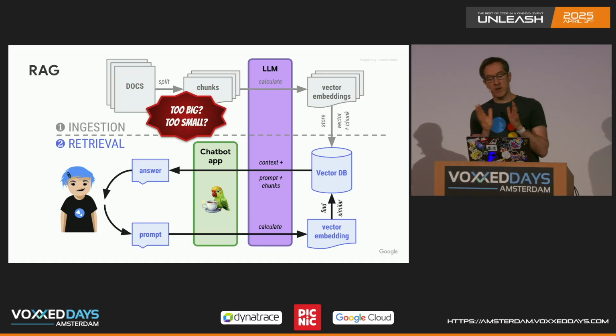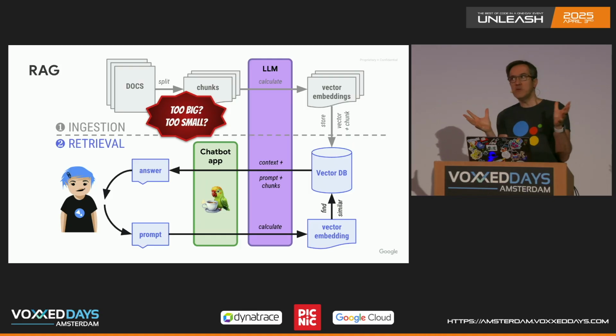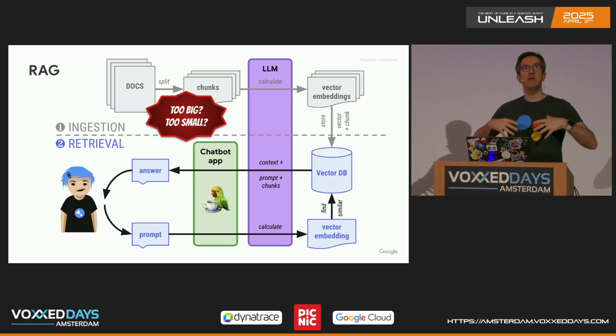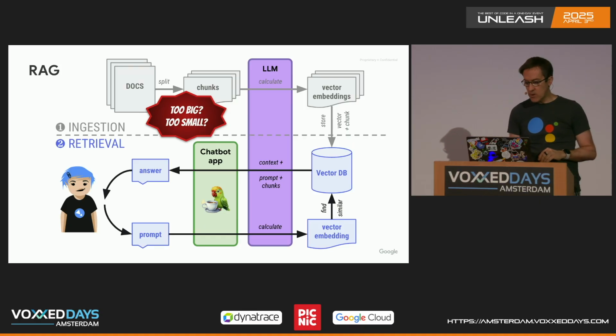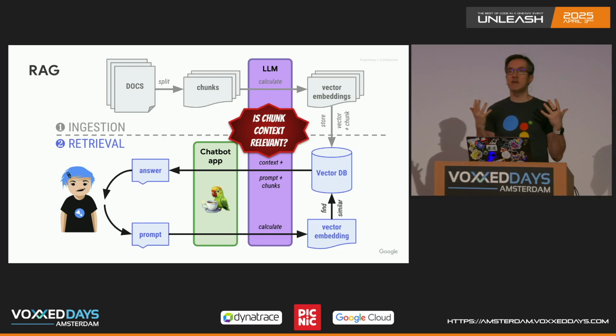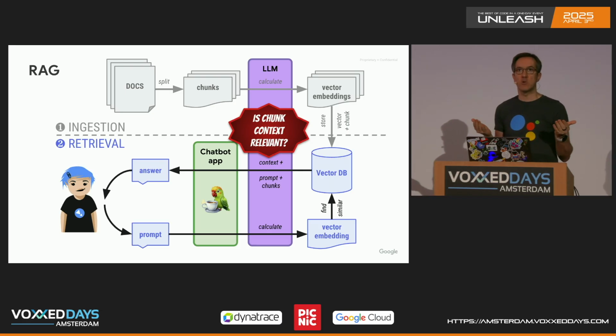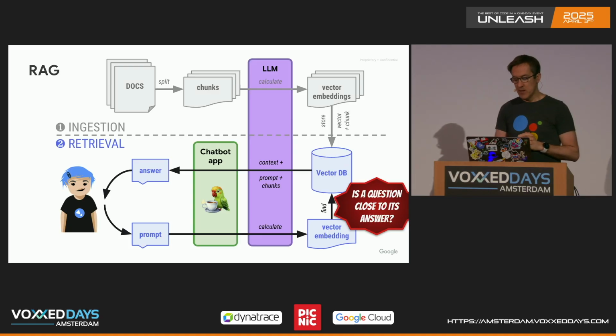I said that we're calculating vector embeddings for chunks of text, but should a chunk be small, like a few characters or words, or should it be full paragraphs, or what's the correct size for a chunk, if there is one? Is the chunk context relevant? So is it relevant to the actual question? It's important because maybe we're going to fetch chunks that are unrelated to the actual question.